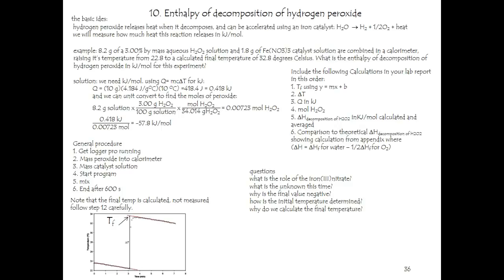Here's an example, and this should answer most of the questions you might have throughout this experiment in terms of calculations and understanding it. Imagine you take 8.2 grams of a 3% by mass solution of aqueous hydrogen peroxide. We then add 1.8 grams of the iron nitrate catalyst. Notice that there's 10 grams mass total there. And we combine it in a calorimeter, which is an insulated container. And we raise the temperature from 22.8 to 32.8 degrees Celsius, so it's a 10-degree change in temperature. That's our delta T. What's the enthalpy of decomposition of hydrogen peroxide in kilojoules per mole for this experiment?